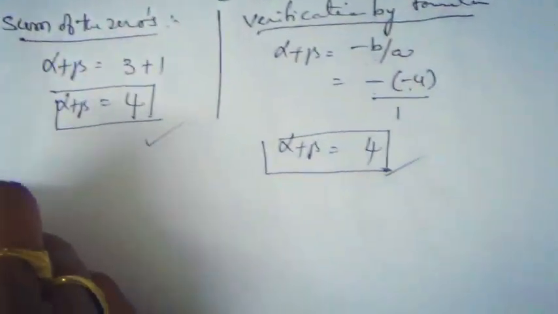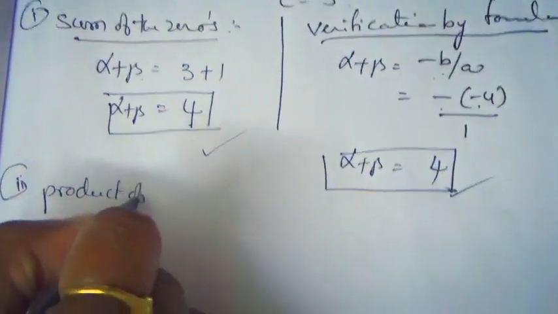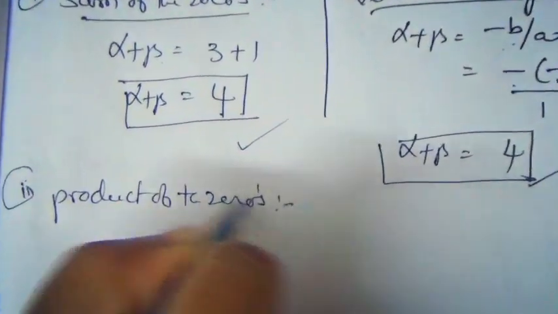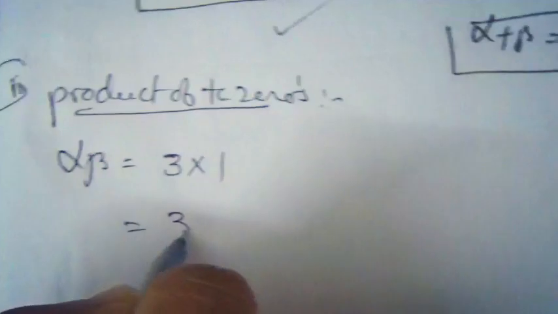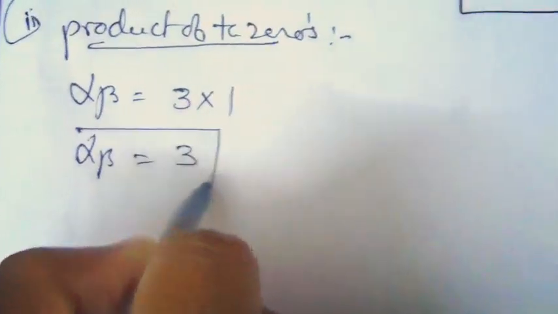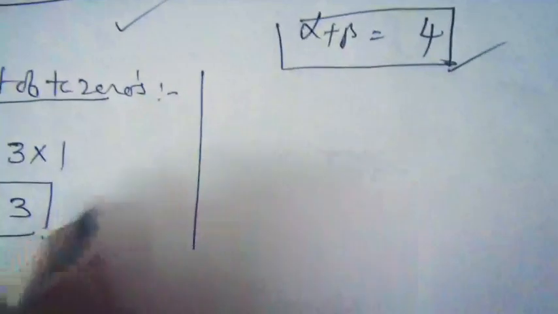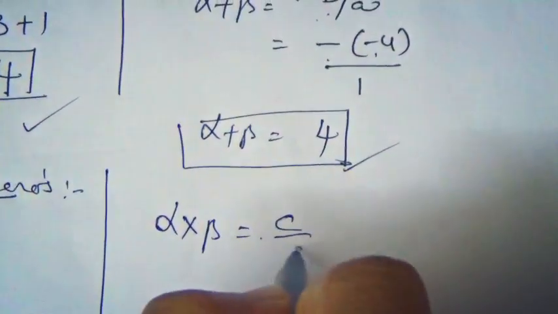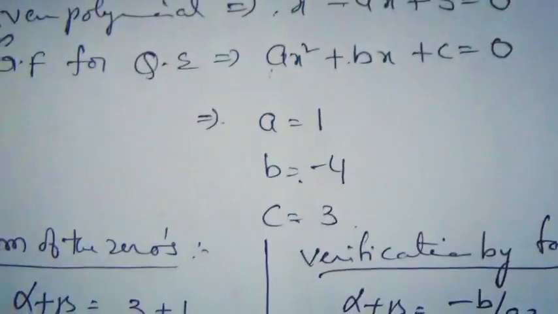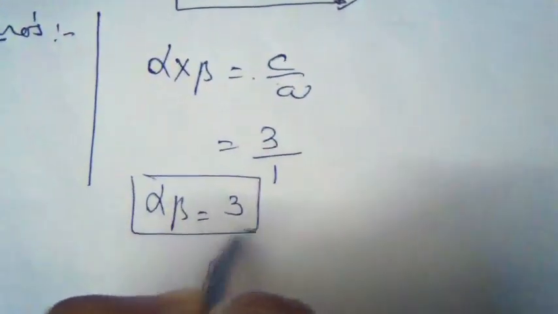The second one is product of the zeros. So alpha into beta is equal to, what are the alpha and beta values here? 3 into 1, that is equal to 3. 3 ones are 3. So alpha into beta is equal to 3. So verification by formula, alpha into beta is equal to c by a. So c value is 3 by 1. So alpha beta is equal to 3. That's it. These two values are equal. So let us start the next sum.